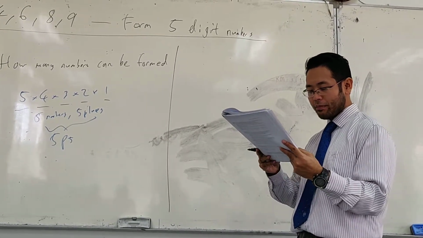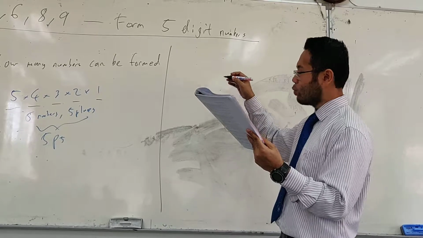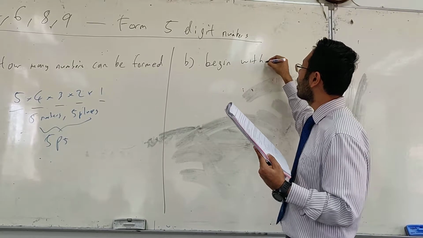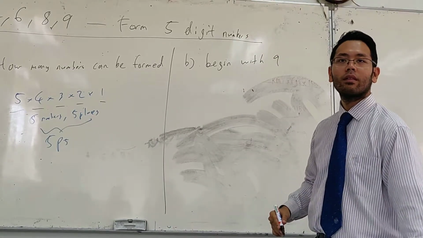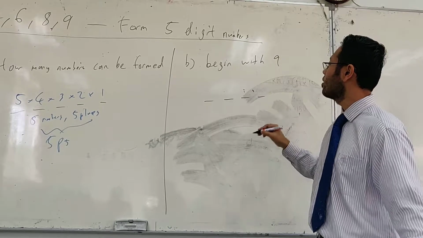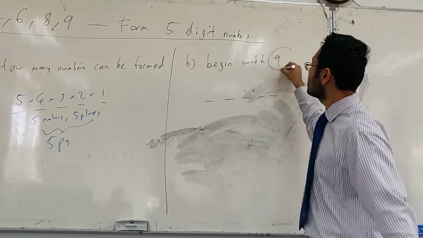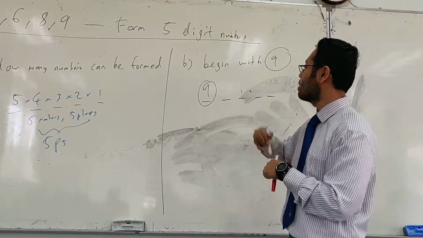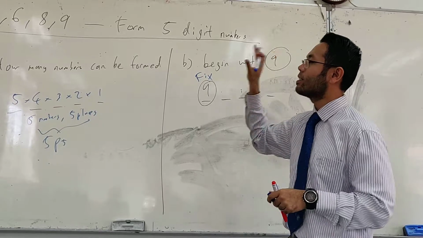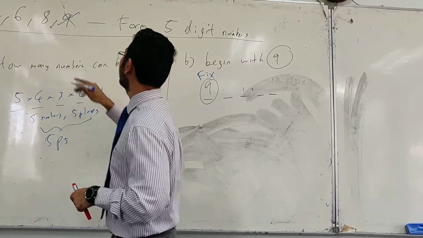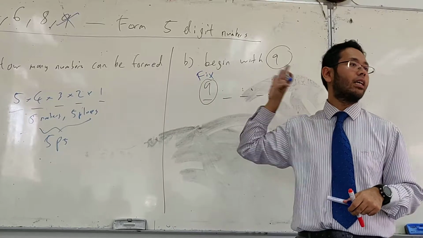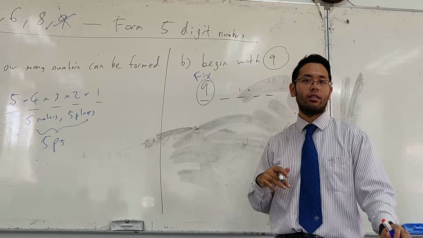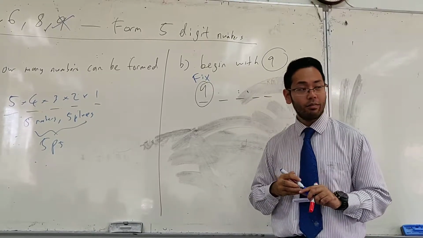Okay, the next one is how many numbers begin with 9? So that means 1, 2, 3, 4, 5. What can I say about this 9? It has been fixed. It has been put there. So can I still select 9? No, I don't have to. It's already there. It has been fixed. So how many numbers do we have left?